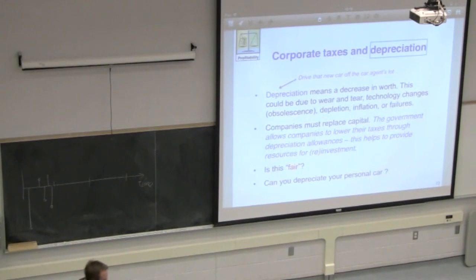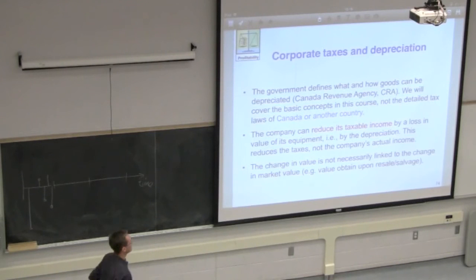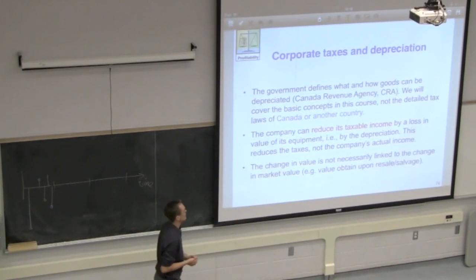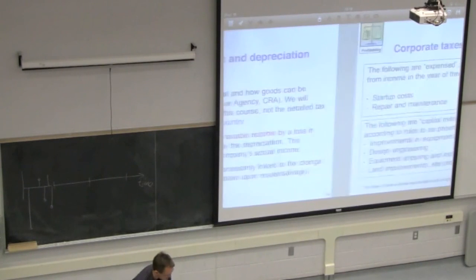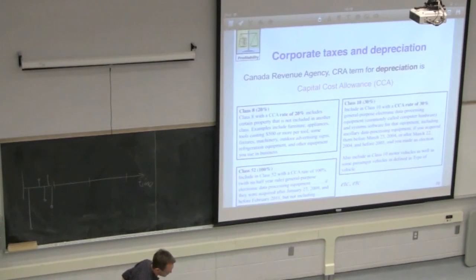So the concept of depreciation is fairly straightforward. Now, the government will tell companies exactly what can and cannot be depreciated by a very, very detailed set of regulations on their website. We'll come back to this on a later class, and I'll show you how depreciation works. Perhaps just this slide, and we'll come back to the previous one in the next class.